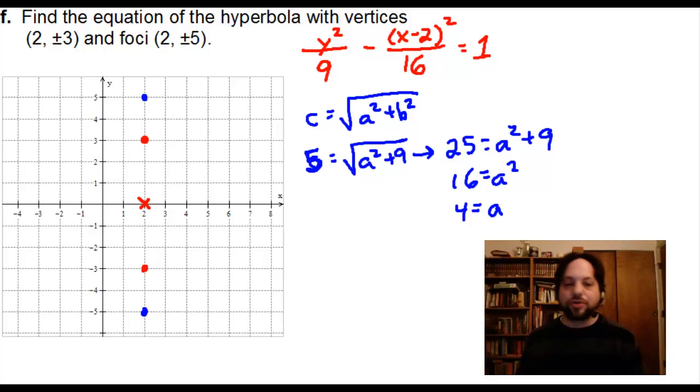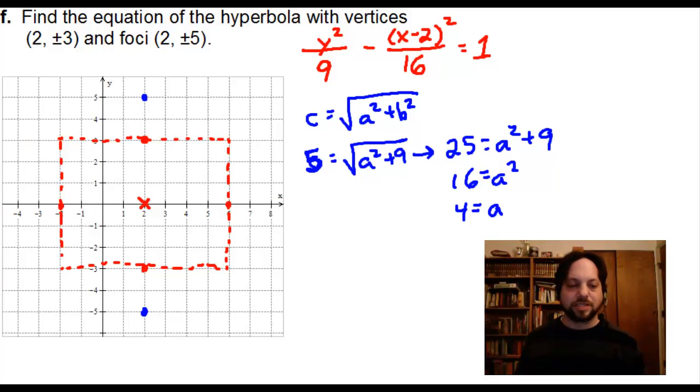However, if I wanted to go through and graph all the rest of this, knowing that a is 4 is very helpful. It tells me that I'm going to have a conjugate vertex here and a conjugate vertex here. And if I want to, that can help me to create my box. And I'll just show this to you as an example, because the last example, the box was kind of hard to see.